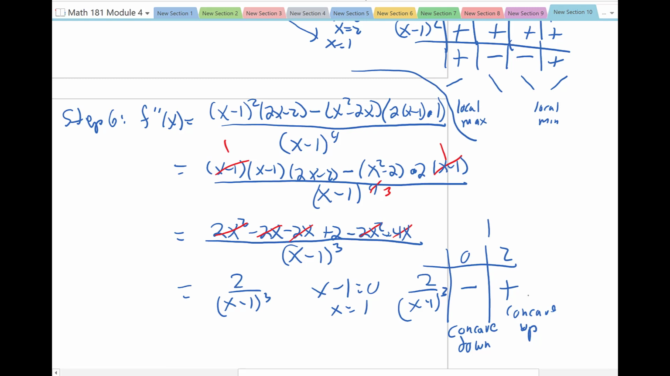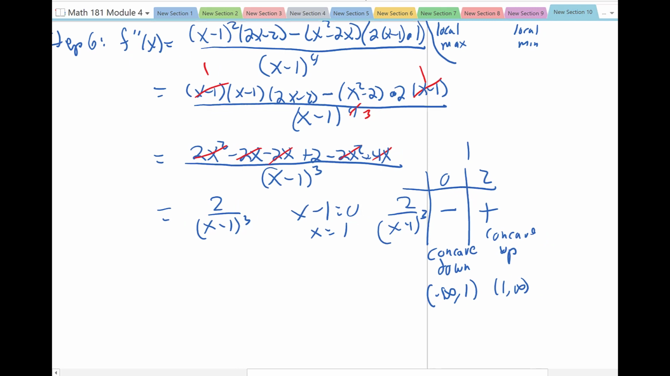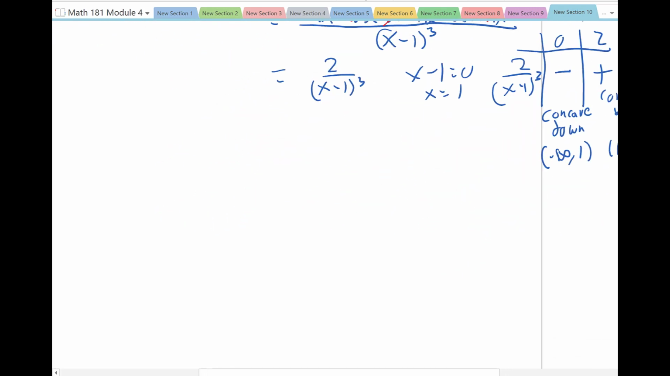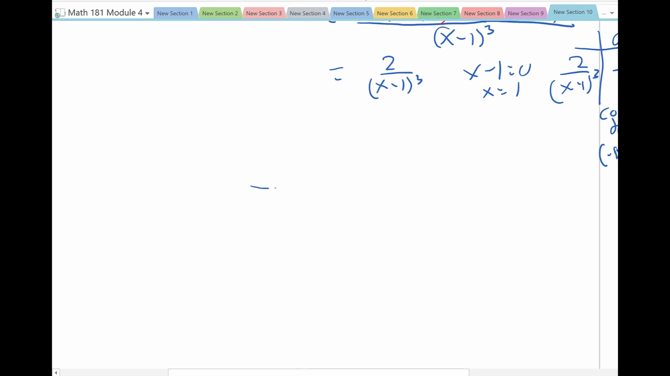Okay, now it's time to graph it. Let's call this negative infinity to 1, and 1 to infinity. So in graphing this, still got a lot of space there, so let's graph it right here.